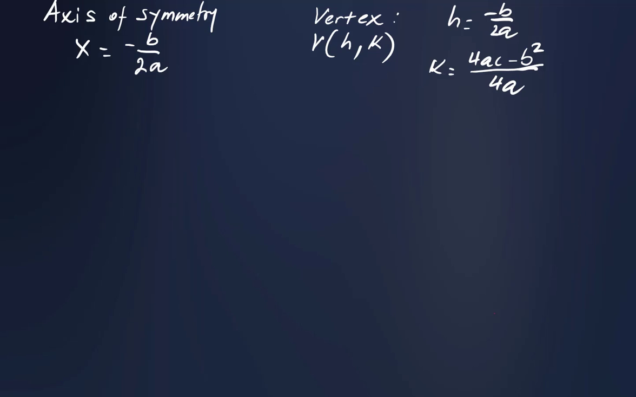How to get the axis of symmetry and the vertex, and I'm just going to put these equations here. The axis of symmetry is a vertical line. The equation is minus b over 2a, and the vertex has h, k as coordinates, with h equal to minus b over 2a and k equal to 4ac minus b squared over 4a. Of course, this is from f of x, that was ax squared plus bx plus c.